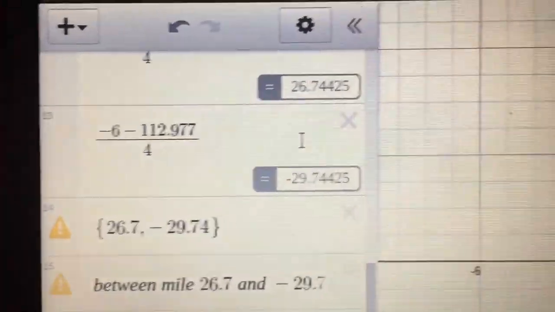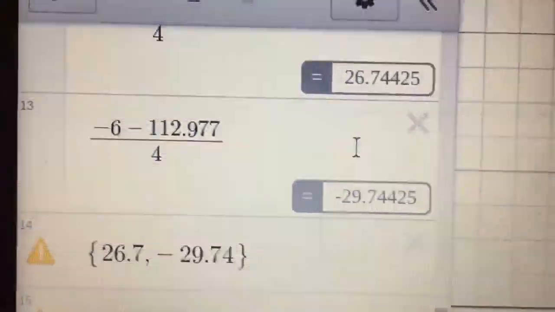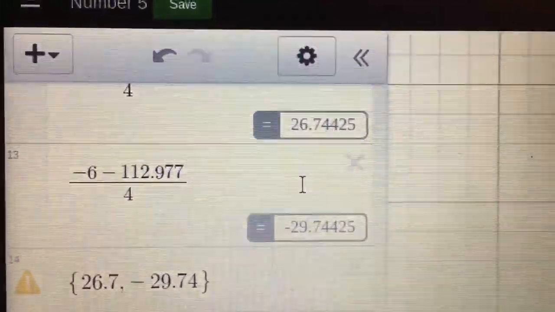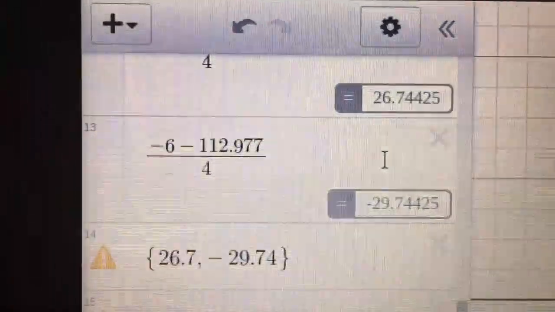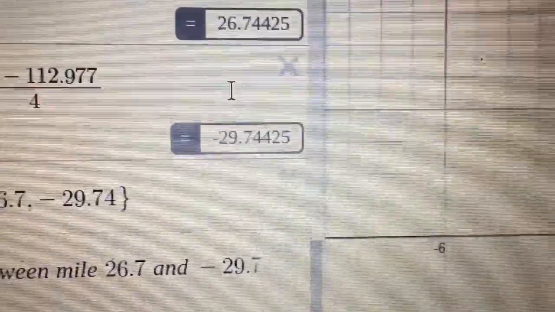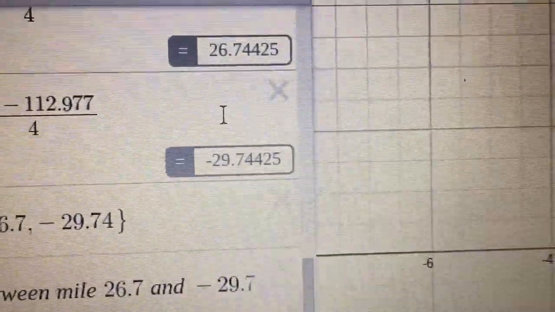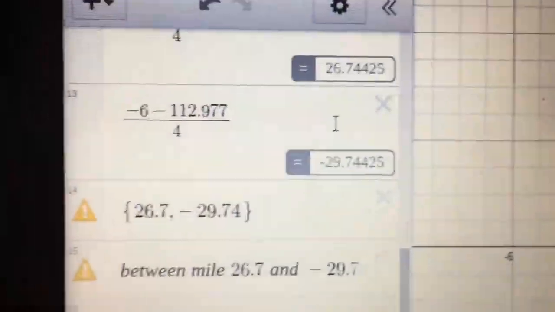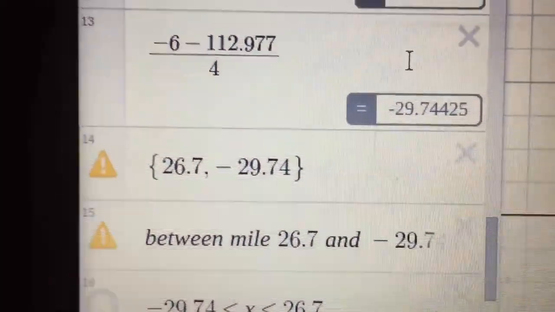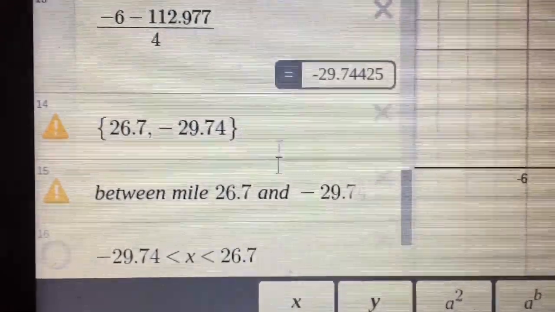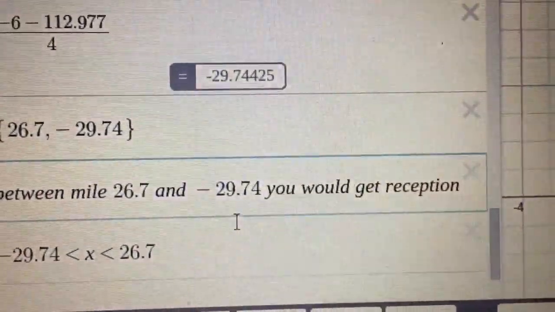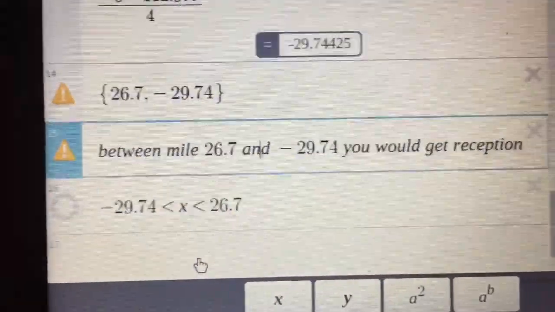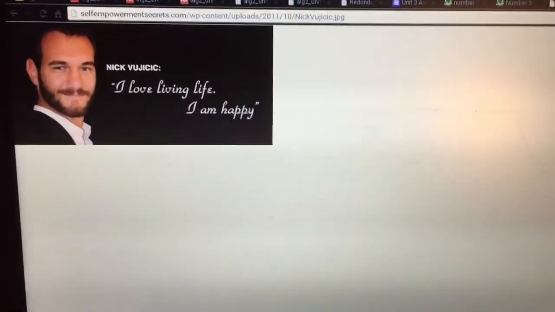And now we move down and subtract this time. So negative 6 minus 112.977 over 4, and when we divide it, we get negative 29.74425. We're just going to put negative 29.7 as our answer. Those are our two answers. And between 26.7 and negative 29.7, you would get reception. Okay, and that's our answer.